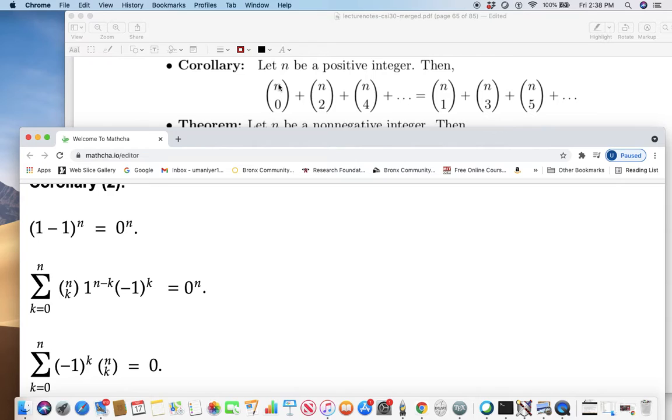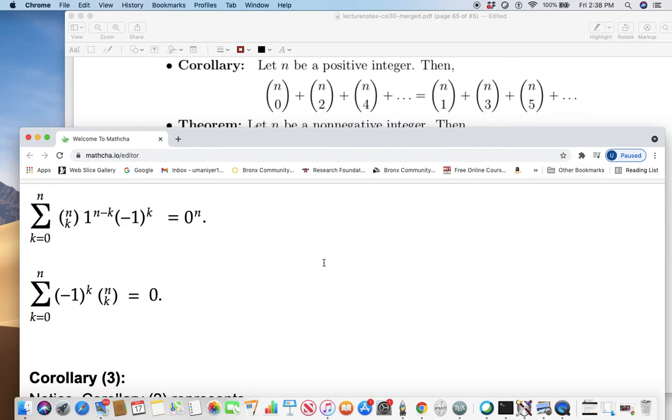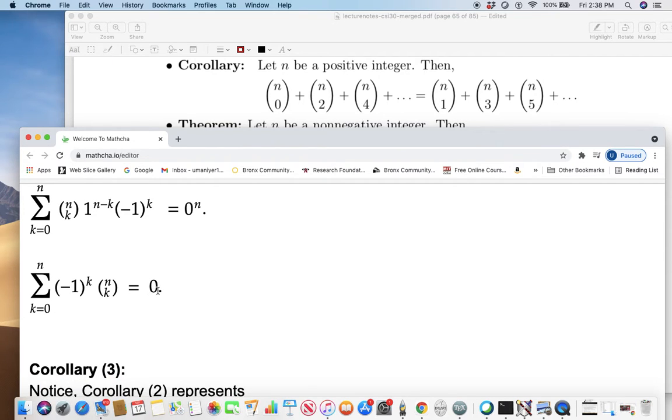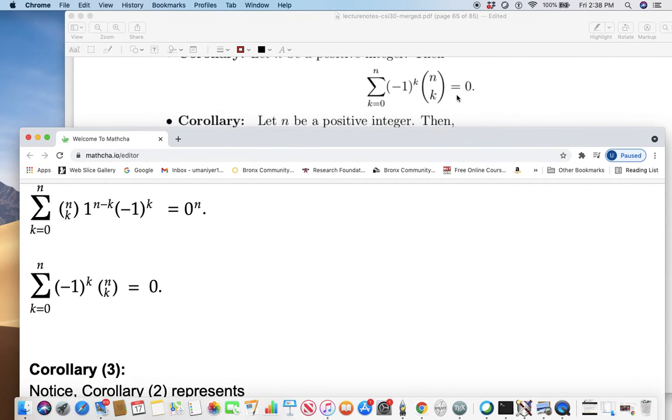Next, look at this. Let n be a positive integer, then n choose 0 plus n choose 2 plus n choose 4, and so on, is equal to n choose 1 plus n choose 3 plus n choose 5, and so on. Notice all of these are even numbers you're choosing, and here are odd numbers you're choosing. Well, this corollary follows from the corollary we just proved.